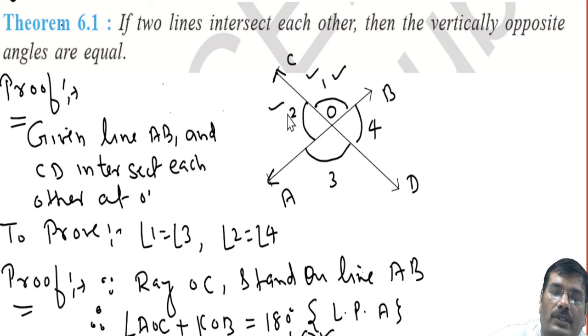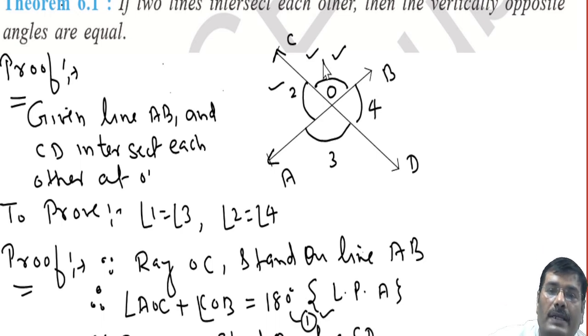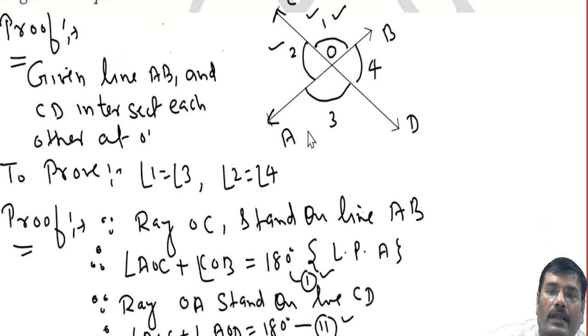Now, how do we prove that 1 is equal to 3? We observe that this is a line AB and ray OC stands on it. So by the linear pair axiom, 1 plus 2 is equal to 180 degrees. In place of 1, I have written angle BOC, and in place of 2, I have written angle AOC. Again, we observe that OA stands on CD. So 2 plus 3, that is angle AOC plus angle AOD, is equal to 180 degrees.